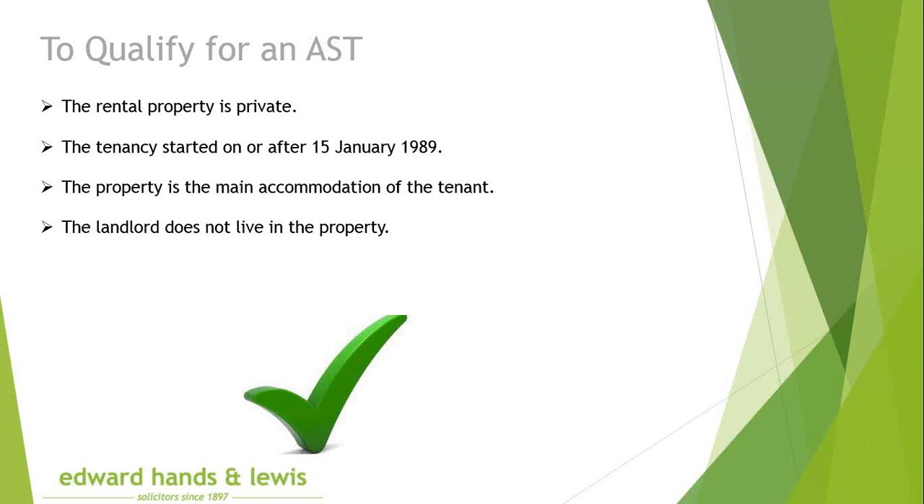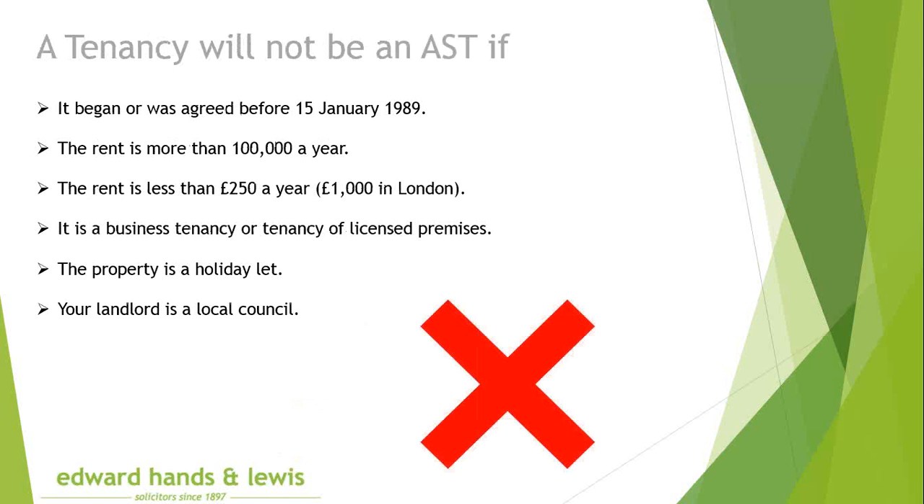And to qualify for an AST, the rental property will be private. The tenancy must have started on or after 15th of January 1989. The property will be the main accommodation of the tenant, and the landlord will not live at the property. They're the main characteristics of an AST.